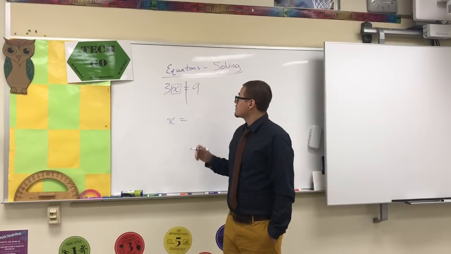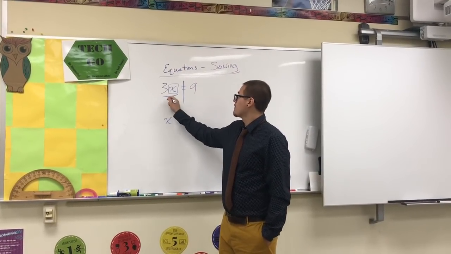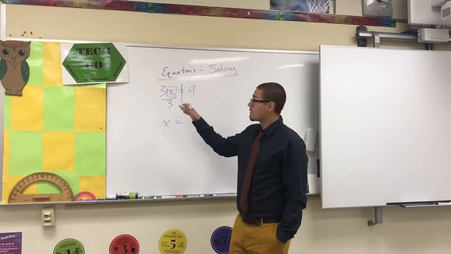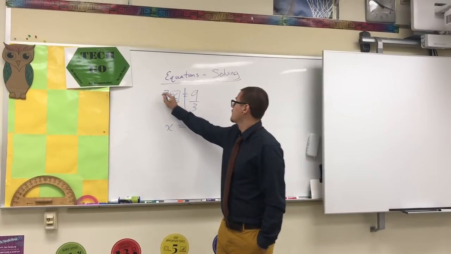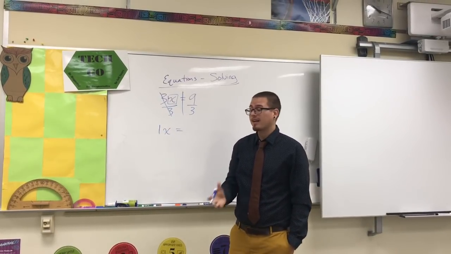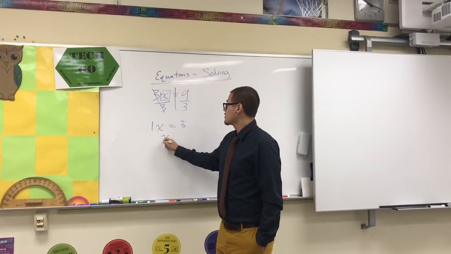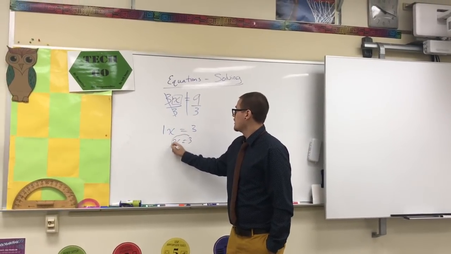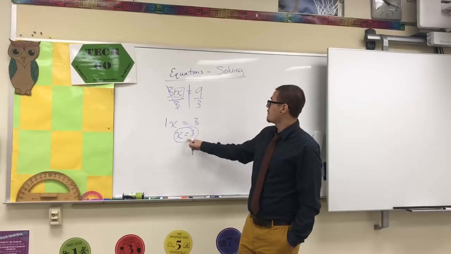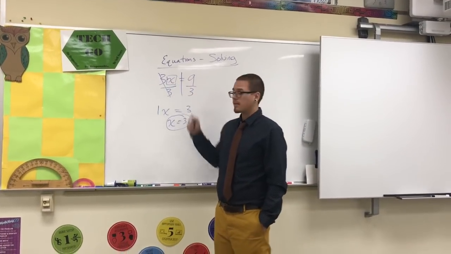So I draw my train tracks just to keep me organized. If I divide by 3 on the left, I gotta divide by 3 on the right. 3 divided by 3 is 1, so this is really 1x, or just x, and it equals 3. So the solution to this equation is x equals 3, and what that means is, if I put 3 in for x, the left side will equal the right side. So 3 times 3 equals 9.